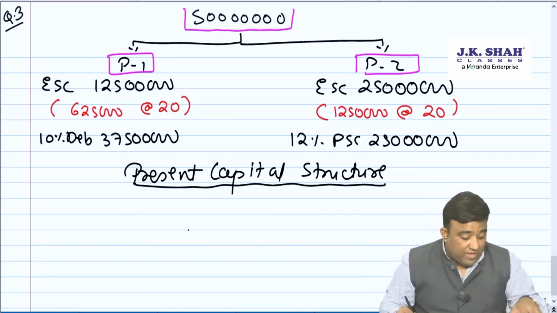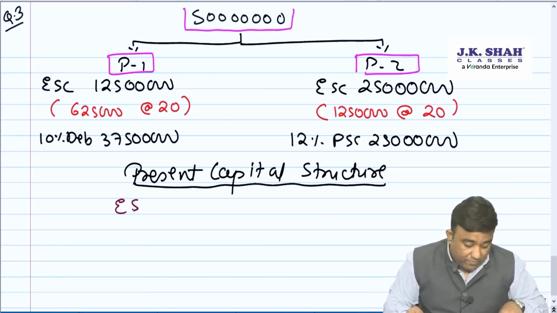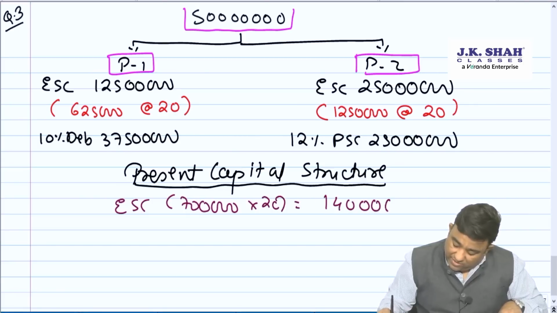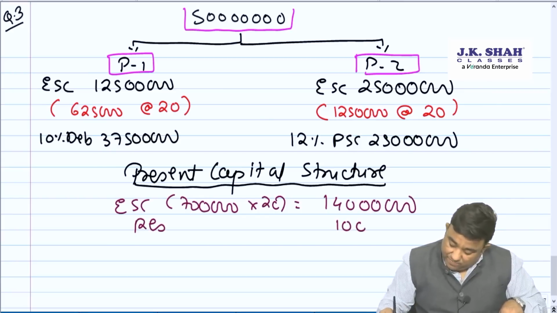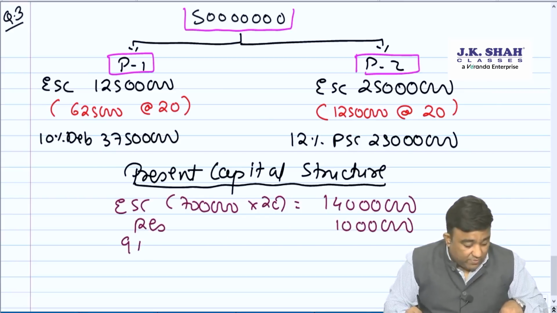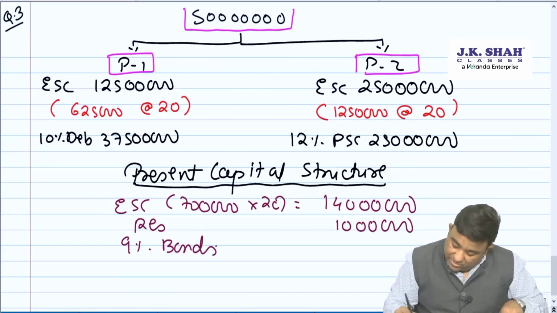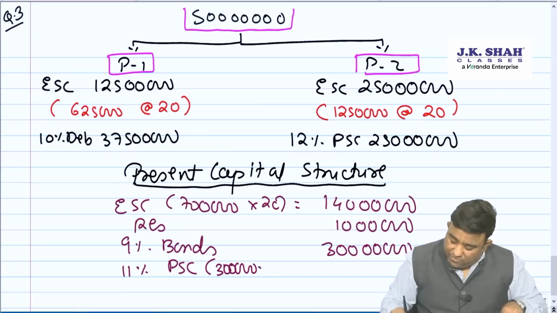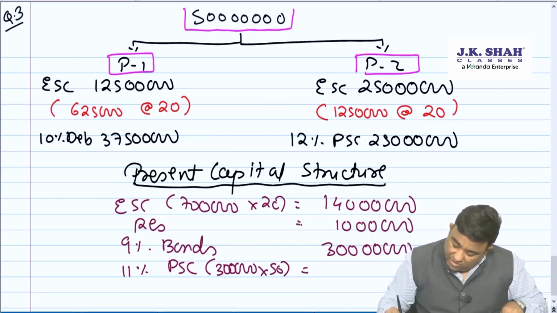What they've given you is equity capital, 7 lakh shares at 20, that is 1 crore 40 lakh. Student, they have given you reserves, which is 10 lakh. They have given you 9% bonds, which is 3 crore. And they have given you 11% preference capital, that is 3 lakh shares. Number of shares of preference are not important, that is 1 crore 50 lakh.